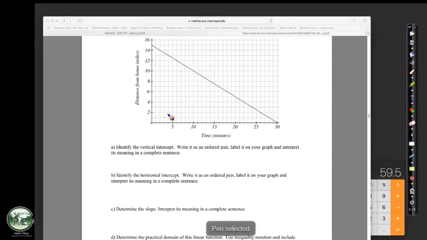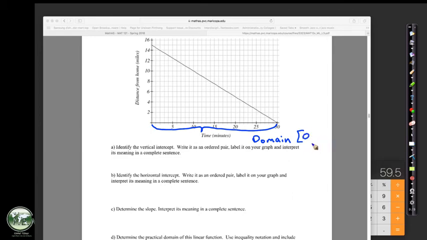Domain. What is the domain? The horizontal. So we want to go from here to here. So what's the domain? Good. So the beginning, I would use brackets because we actually are there, right? We did start it, have a starting point, and after 30 minutes she was back home. Hopefully went inside and we're done. Okay, so I would put brackets rather than parentheses.